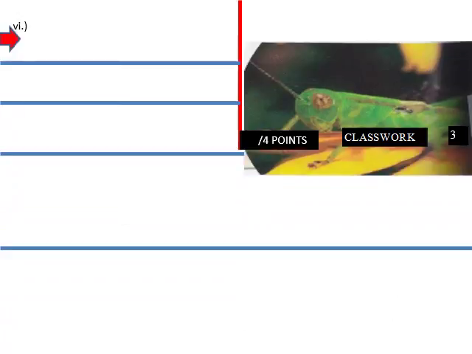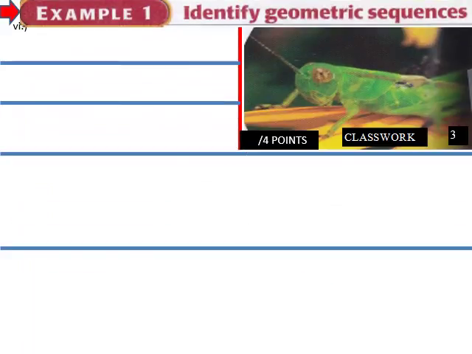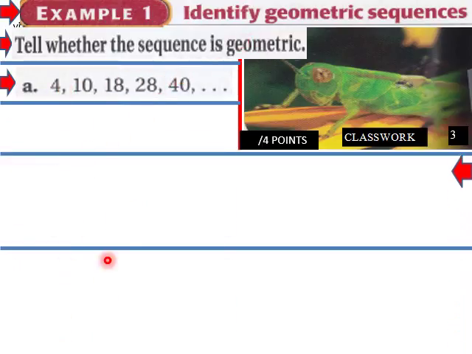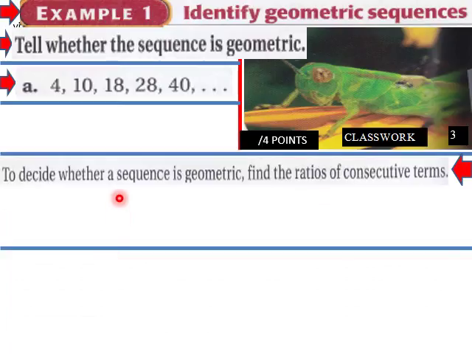So for example 1, identify a geometric sequence. Tell whether the sequence is geometric. There's our sequence here. To decide whether a sequence is geometric, find the ratios of consecutive terms. So a2 over a1 equals 10 over 4 equals 5 over 2.